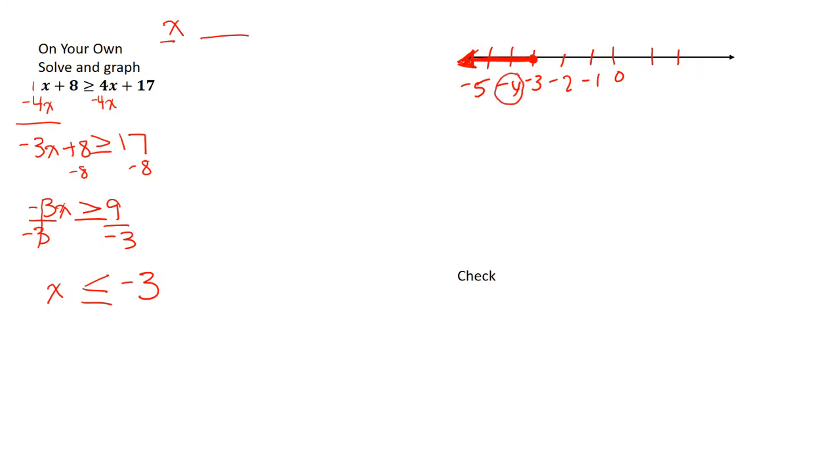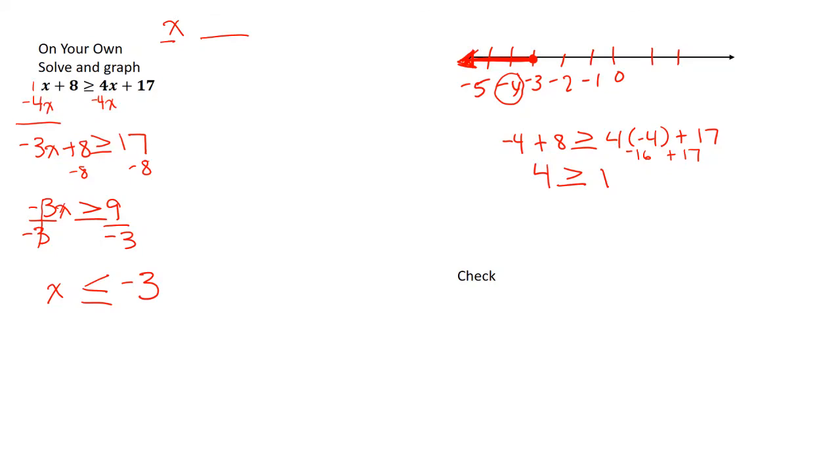Let's try negative 4. So it's in this solution set, so when we fill in with negative 4, we want our answer to be correct, and hopefully it will. So let's say x, which is negative 4 now, plus 8 is going to be greater than or equal to 4 times negative 4 plus 17. So negative 4 plus 8 is actually 4, is greater than or equal to, this is negative 16 plus 17, so that's 1. And yes, 4 is greater than or equal to 1. So we know we got part of it right.